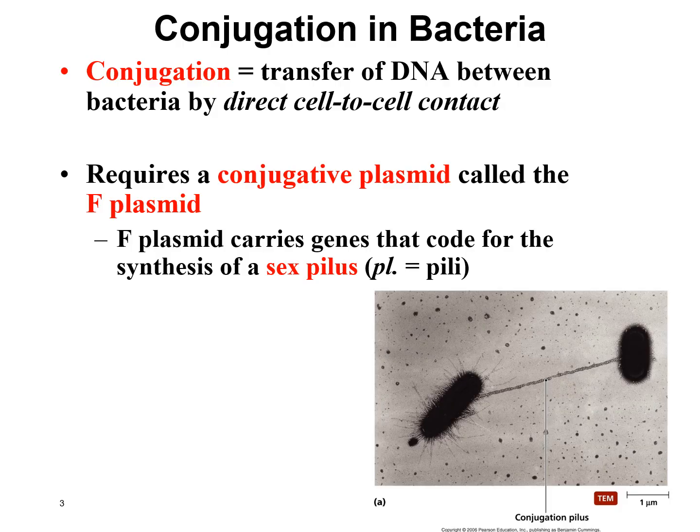All right, so conjugation is just going to be when two bacterial cells are in direct contact with each other through this little hollow protein tube here called a sex pilus. And what's really scary about conjugation is that you can see with this picture that these two bacterial cells are not even the same species. So conjugation can happen between two bacterial cells that are not even the same species.